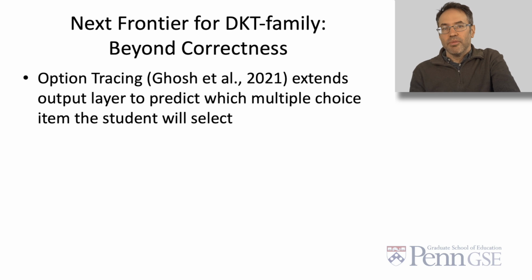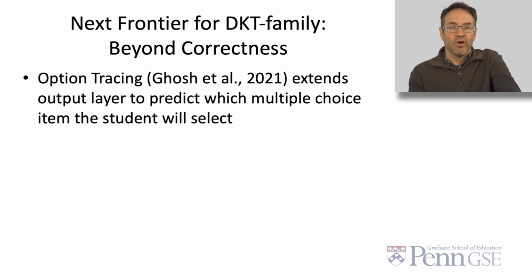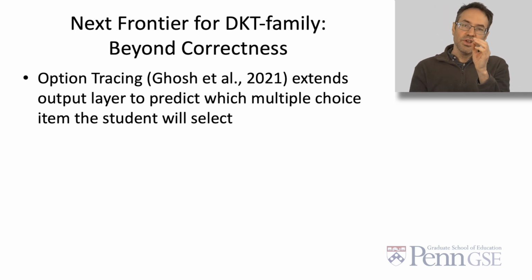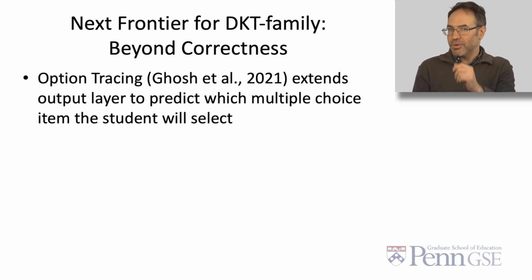The DKT family work is moving so quickly. There are literally dozens of papers a year. And I think that one of the key frontiers for this family of algorithms is getting beyond correctness. Ghosh et al. propose option tracing, which extends the output layer of the neural network to predict not only correctness, but which multiple choice item the student will select. And that has a lot of potential for being able to capture misconceptions as well as correct knowledge.